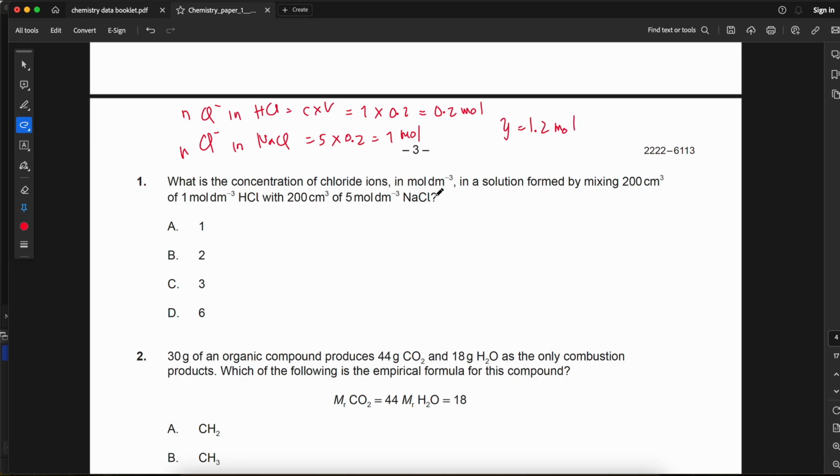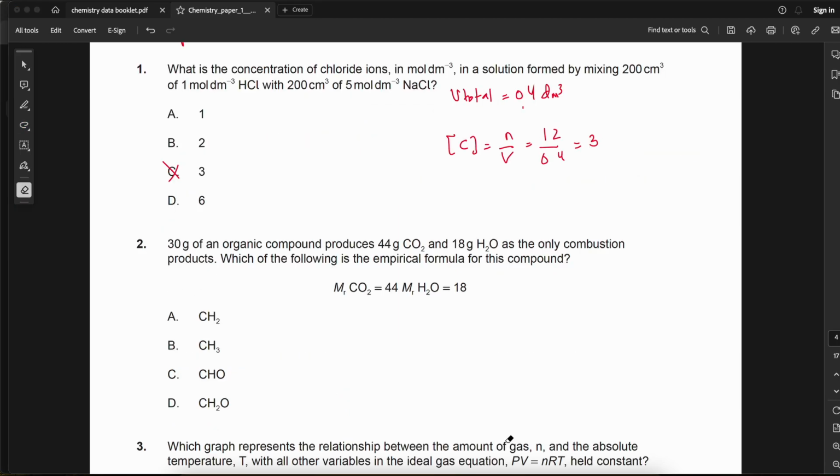All right, and V total here is 400 cm^3, so it will be 0.4 dm^3. So the total concentration would be n total divided by V total, which is 1.2 divided by 0.4, so it will be 3 mol per dm^3.